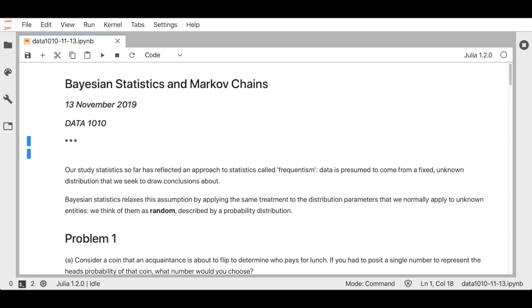Today we'll transition from talking about machine learning models to talking about Bayesian statistics and related techniques. Let's jump straight into this with an example.